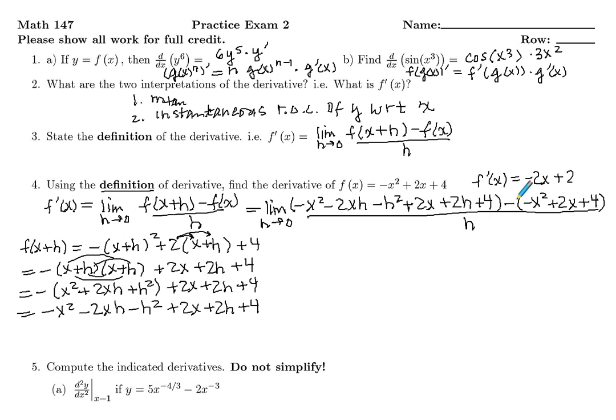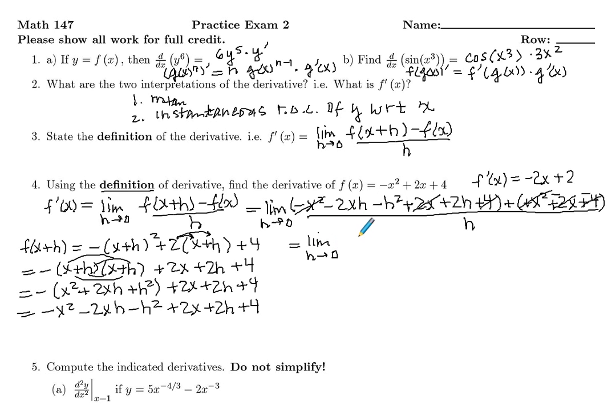Now to subtract, you change the signs and add. So let's change this to positive, negative, negative, and then we'll add. So to subtract, add the opposite. And then we've got a lot of cancellations that go on here. Negative x squared, positive x squared, positive 2x, negative 2x, positive 4, negative 4. So this all simplifies to limit as h goes to 0.